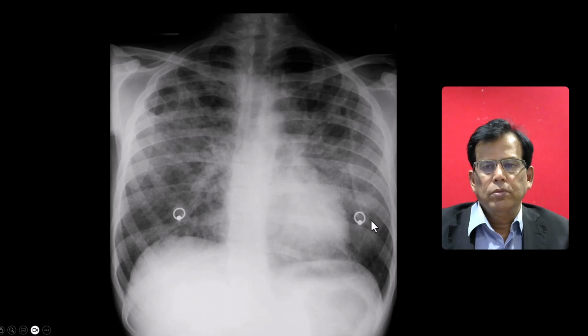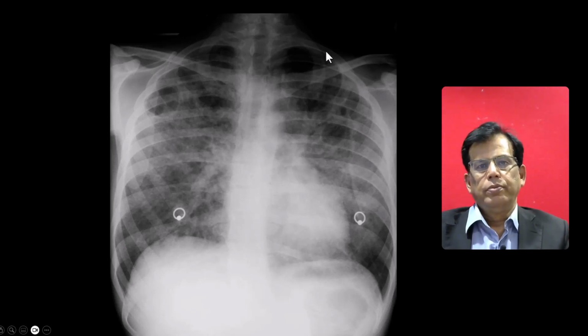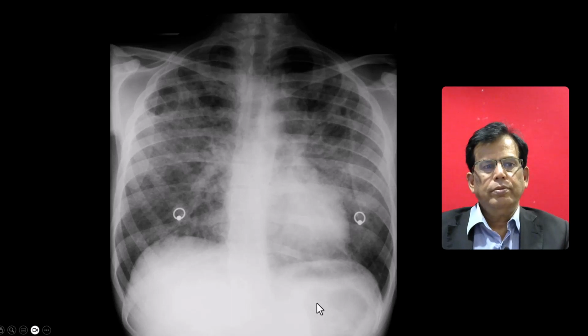Apart from a few cosmetic jewelry, piercing, I can see nipple piercing on both sides. The cardiomediastinal contour appears normal, and bony thorax and soft tissue appear normal, and the visualized upper abdomen appears normal.